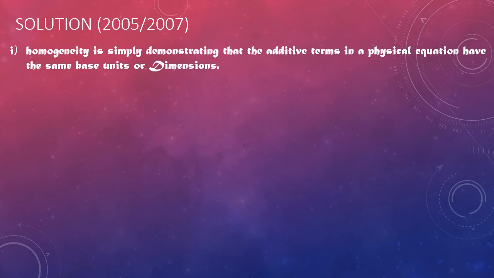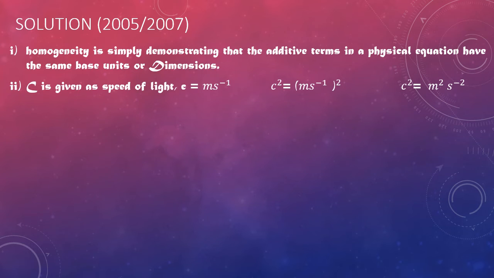Solution. Homogeneity is simply demonstrating that additive terms in a physical equation have the same base units or dimensions. That means the additive terms are the same. That's simply what they're asking you to explain there. Now, for part two, c is given as the speed of light, and speed, as we all know, has dimensions LT to the negative 1, with base units meters per second. But now it is squared, so we square them and we have this.